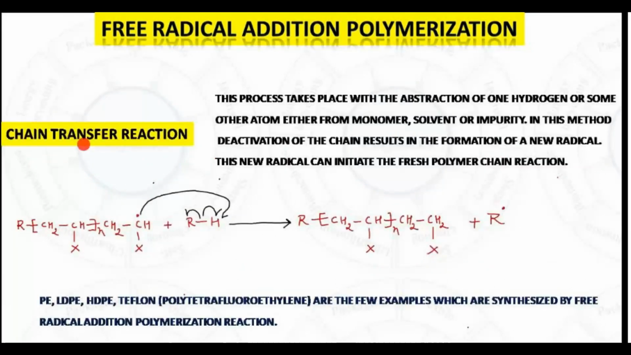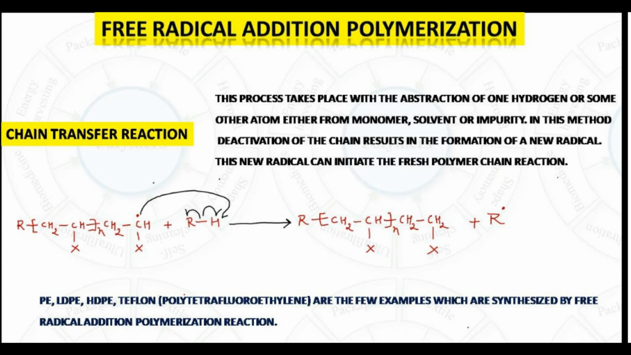Now my third method is the chain transfer reaction. So what will happen in the chain transfer reaction? You can see here. Basically, this chain transfer process or reaction takes place with the abstraction of one hydrogen or some other atom, either from the monomer or from the solvent or from the impurities present in the system. In this method, the deactivation of the chain results in the formation of a new radical. And this new radical can initiate a fresh polymer chain reaction. But if you want to stop it, then you can eliminate or utilize those active radicals also.